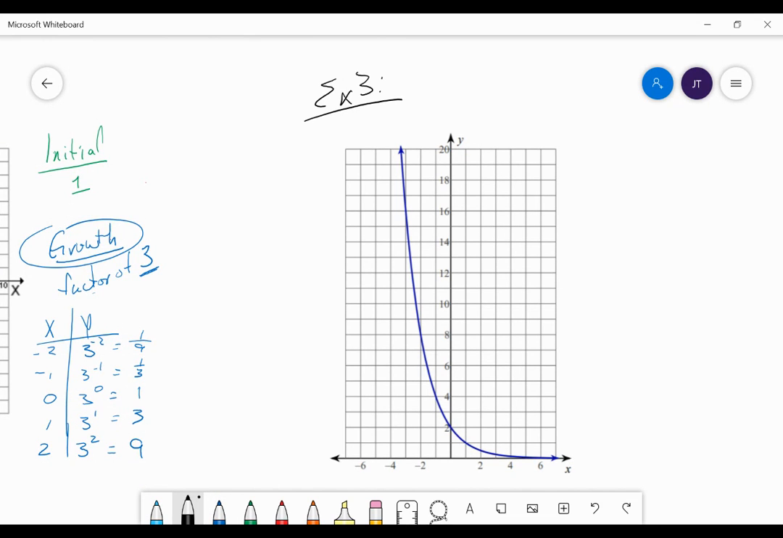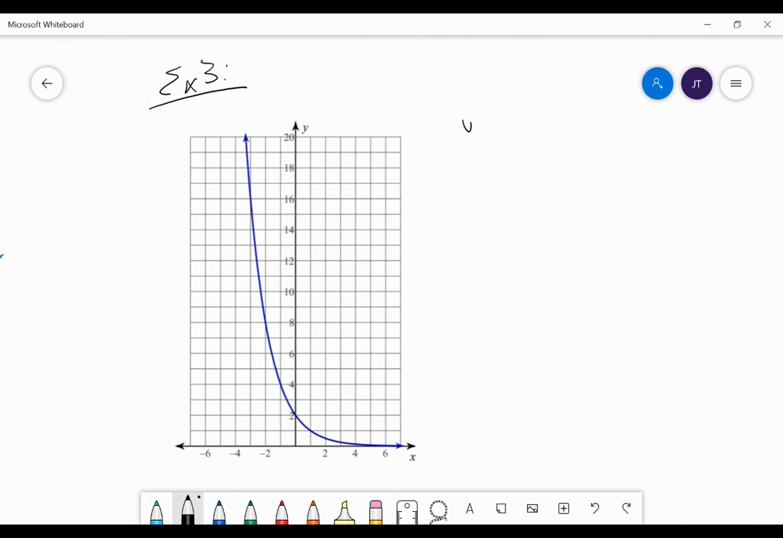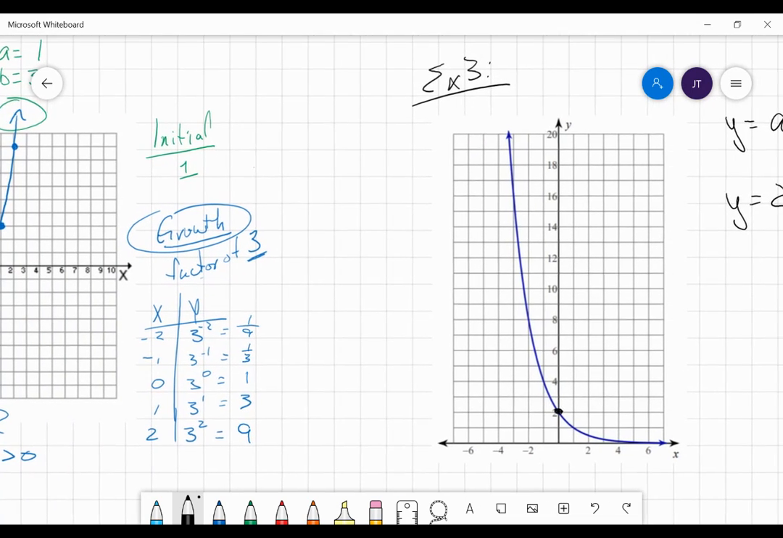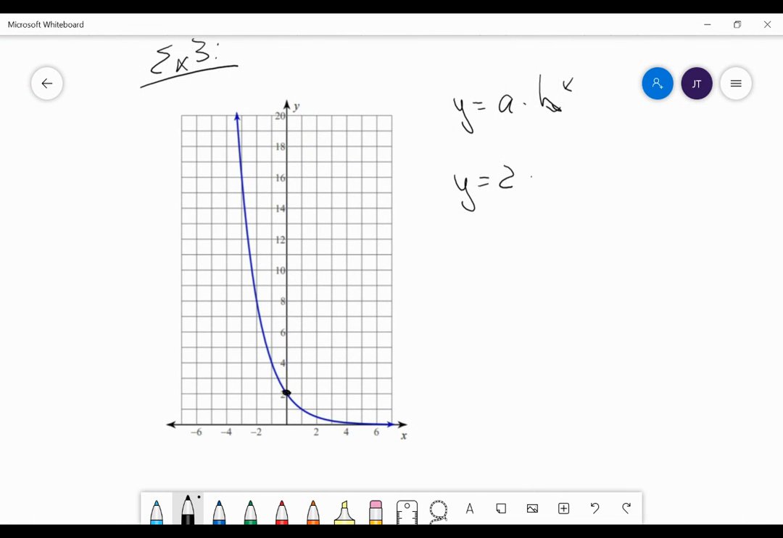Now let's look at one last part. Example 3. We want to write our equation. A is our starting point, our y-intercept, which is 2. So this is y equals 2 times something else. Now we know that this is decay. See, this goes down. So this is exponential decay. So that means B is going to be between 0 and 1. It's going to be a fraction.